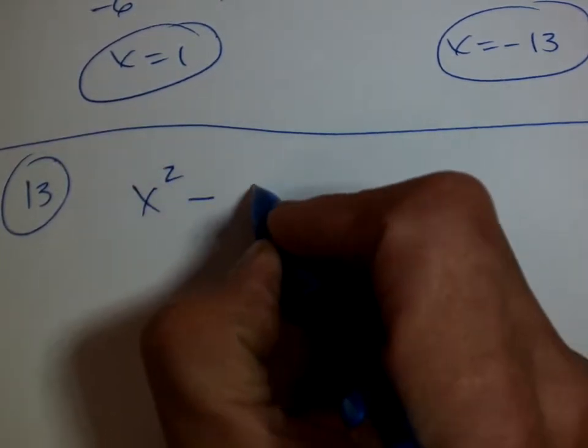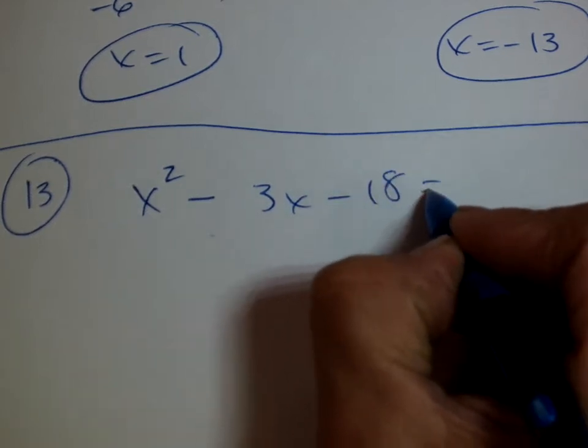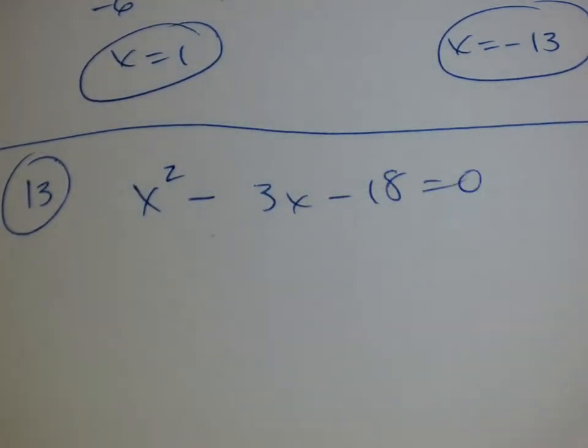X squared minus 3x minus 18 equals 0. Now, how would you like to solve this one? Factor. I like that answer. That's the way I would do it. I mean, now we've learned you can complete the square. There's lots of different ways to do it, but I like factoring. So what do you think, Hannah?